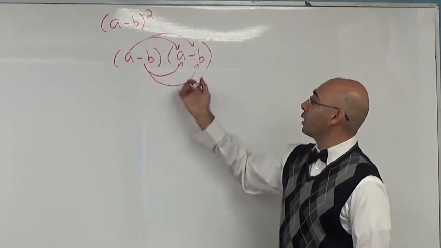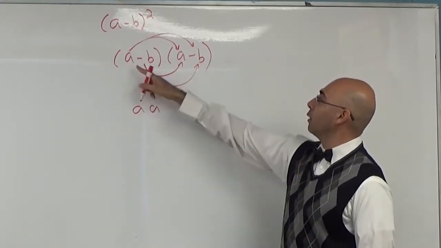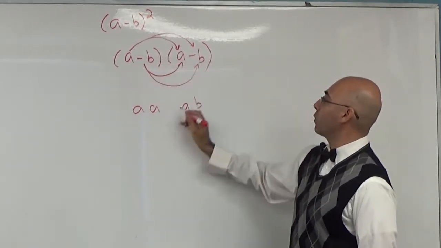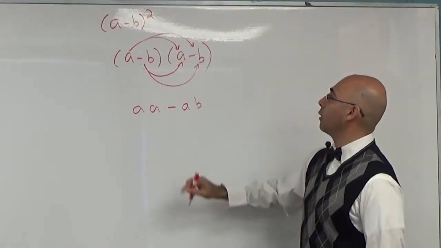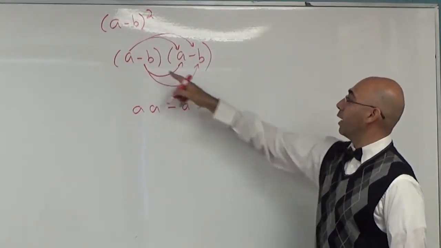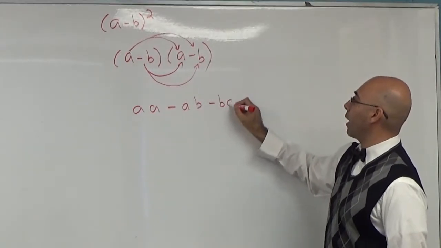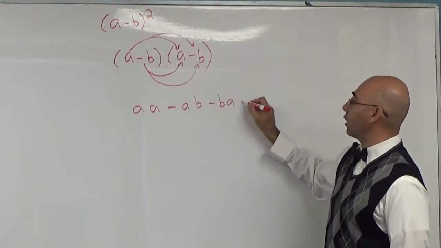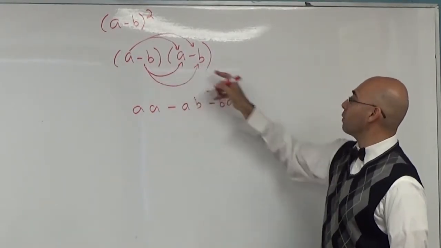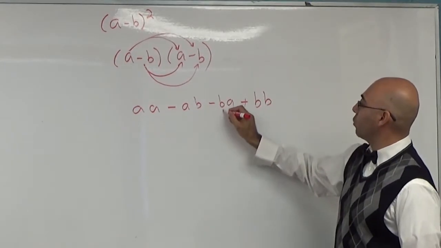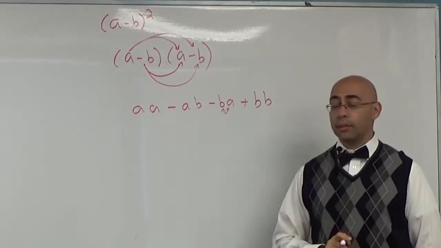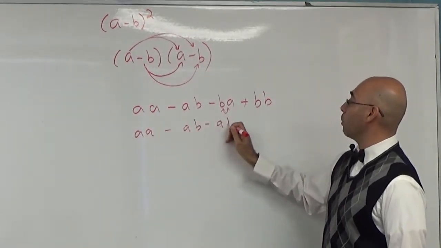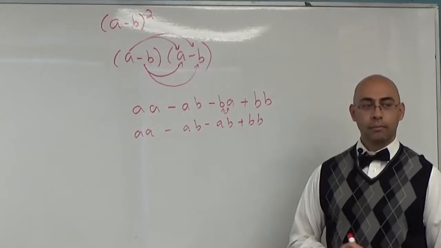So when I do this, this becomes AA. And I have an AB, except are the signs same or different? Different. So the sign's going to be negative. Here I have negative. Again, the signs are different, so it's negative BA. Here I have negative and negative, the same sign, yes? So what is my answer going to be? Positive B times B. Again, I can switch these two around because it doesn't matter what order it's in. This becomes AA minus AB minus AB plus BB.